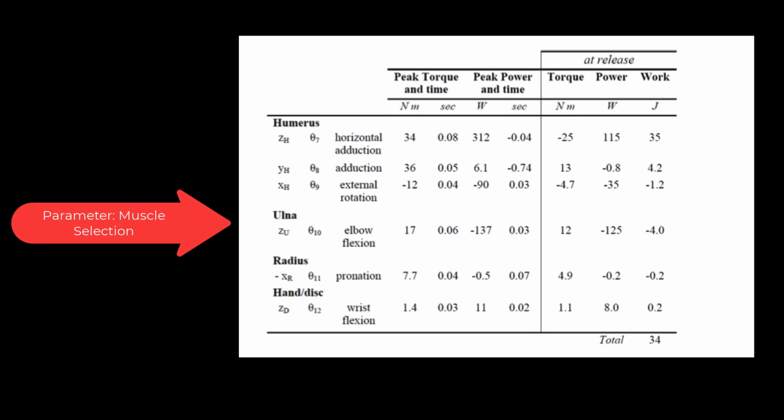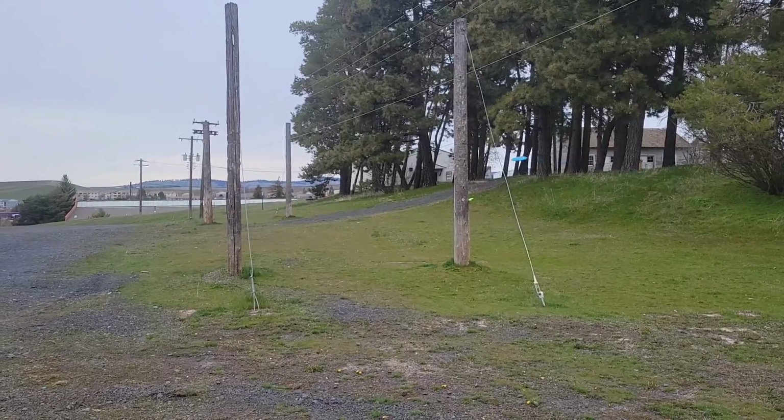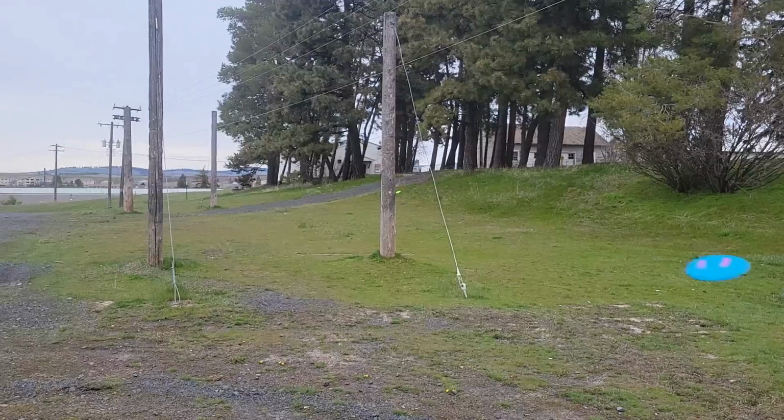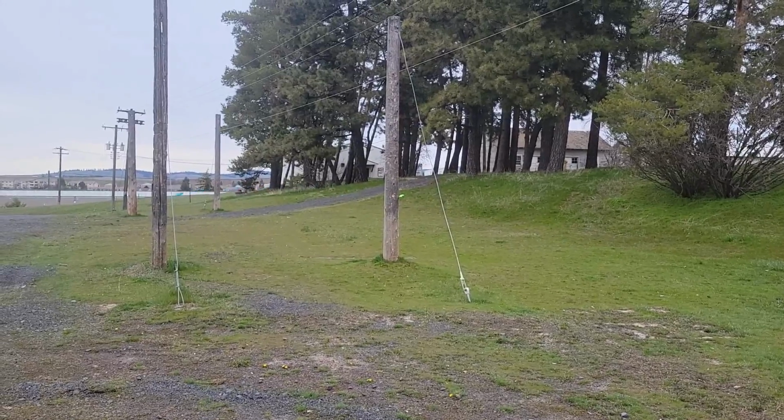The second parameter I'd like to discuss is muscle selection. I'm using the example again from the study because the example I'm going to use is the wrist flexion force. A lot of professional players will put more work into their wrist to get a higher spin rate, and this creates an ideal lift-drag ratio. The last parameter to discuss is direction. So you can see in the first video I hit the power pole, and in the second I go right between them.